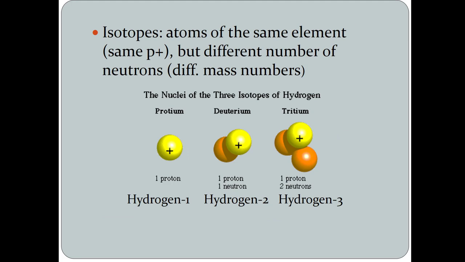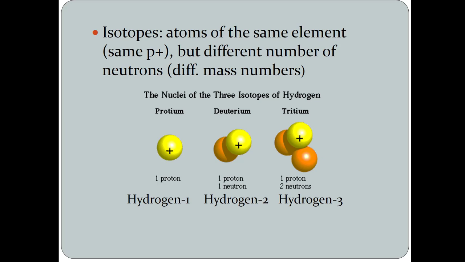Isotopes. So isotopes, these are atoms of the same element, so they will have the same number of protons, but they'll have different numbers of neutrons. So this gives each of those atoms a different mass number. And when I look at all of a sample of an element, you will see that there will be different isotopes contained in that sample.